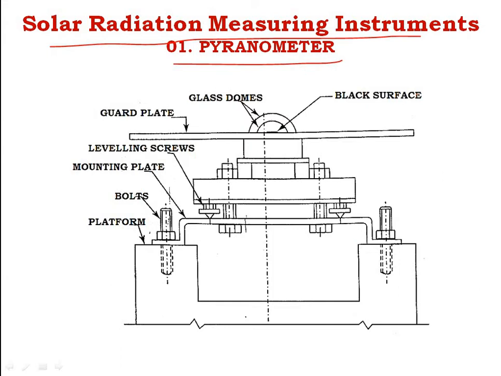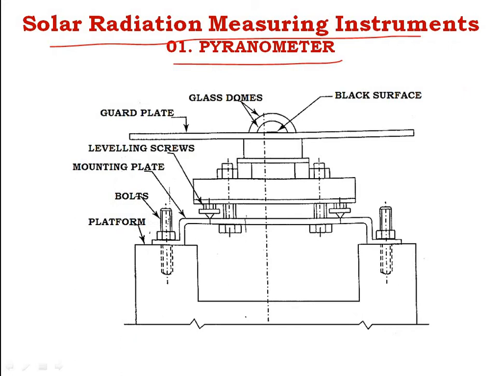A pyranometer is an instrument which measures either global or diffuse radiation falling on a horizontal surface. Listen carefully, once again I'll repeat it. A pyranometer is an instrument which measures either global or diffuse radiation falling on the horizontal surface. A sketch of one type of pyranometer as installed for the measurement of global radiation is shown in the figure.